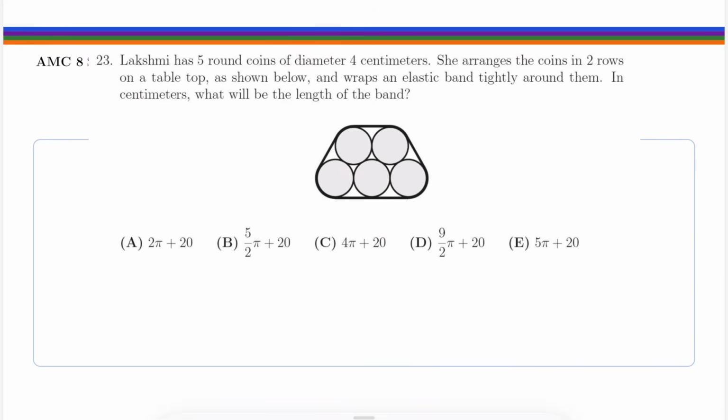Lakshmi has 5 round coins of diameter 4 centimeters. She arranges the coins in 2 rows on a tabletop, as shown below, and wraps an elastic band tightly around them. In centimeters, what will be the length of the band?